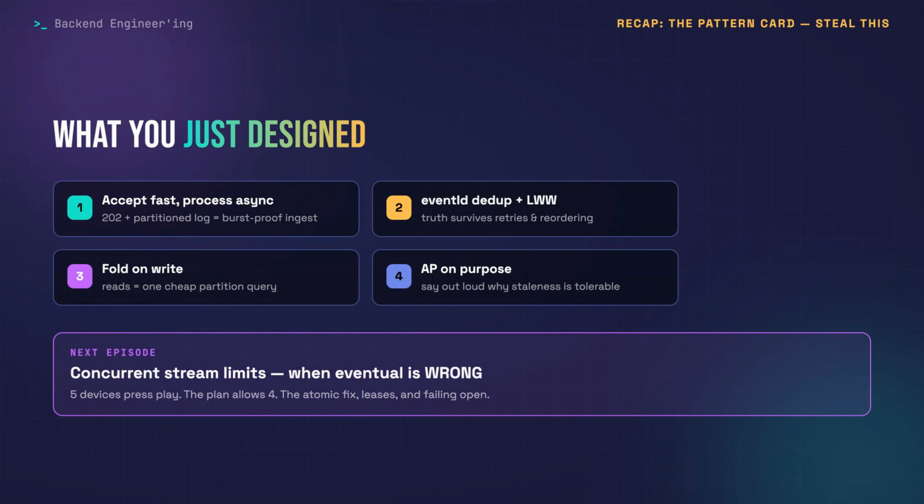In the next episode, we will flip the last rule completely on its head. Concurrent stream limits, where 5 people, 1 account, 4 streams plan. The one place eventual consistency is just wrong, and we build the atomic fix.